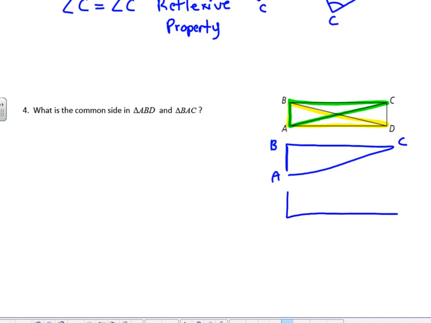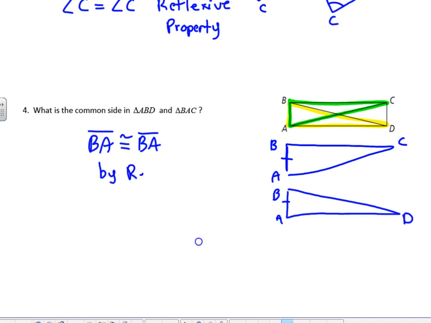And BAD. So the common side here is side BA. So BA is congruent to BA, and again, that's by the reflexive property. So those are the two types of things that we can get, they're kind of freebies that we get with overlapping triangles, but it looks just a little bit different here.